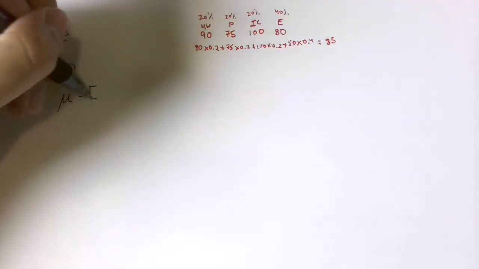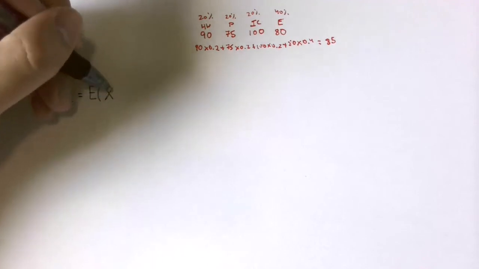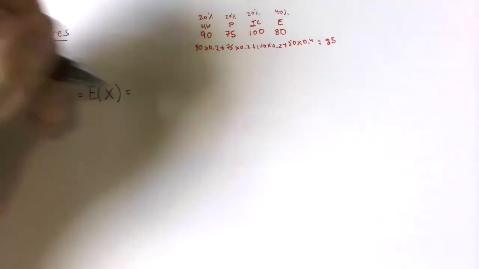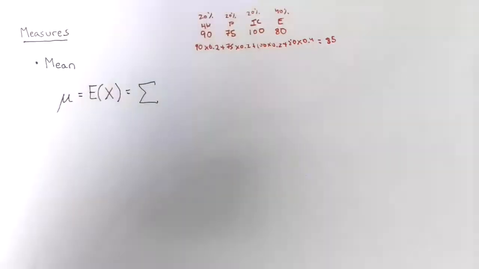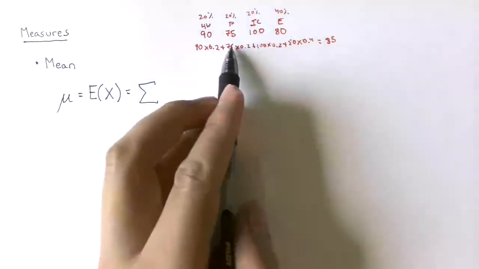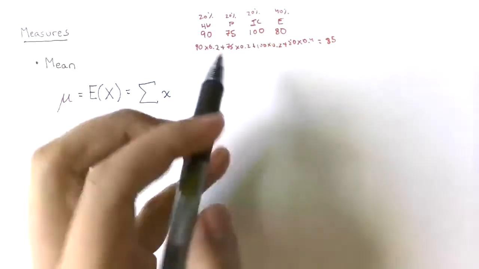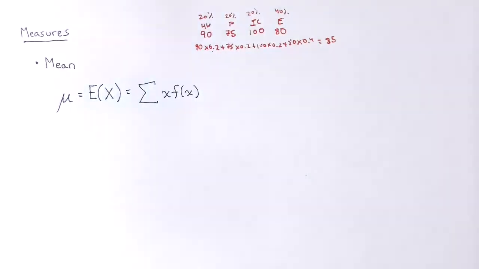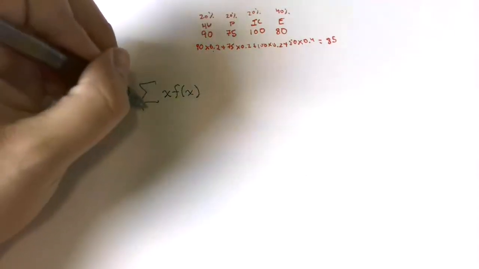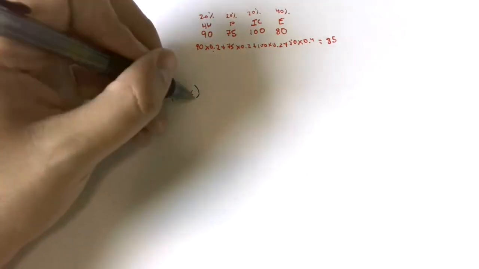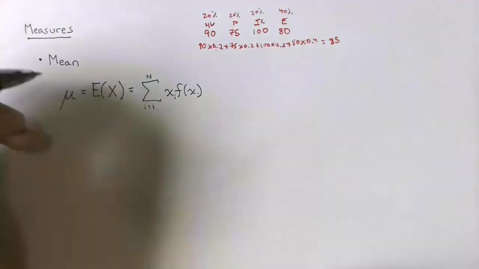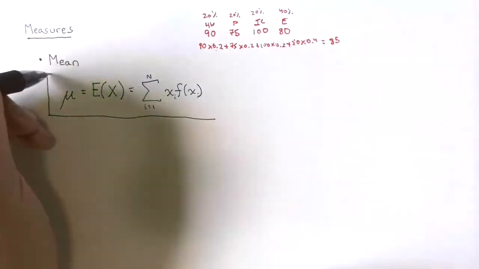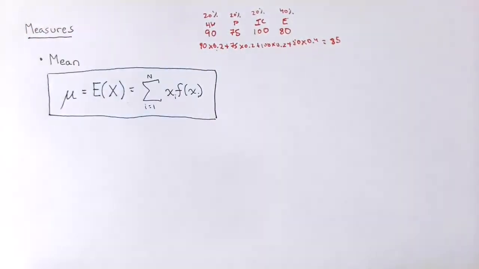Sometimes we write the mean as a function, capital E of X, because the mean is taken for the entire random variable. It is essentially the sum of each outcome, 90, 75, 100, times its probability. That is what the mean is, the sum of each outcome times its probability. Let's say you have n outcomes, so this would be from i equals 1 to n, and that's a little bit more formal definition of the mean, the sum of the product of each outcome and its probability.